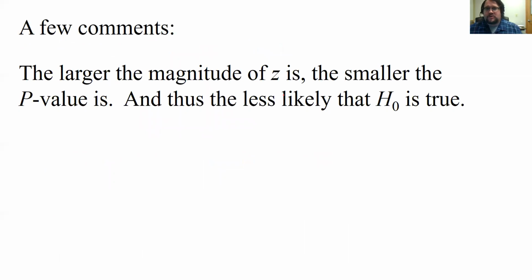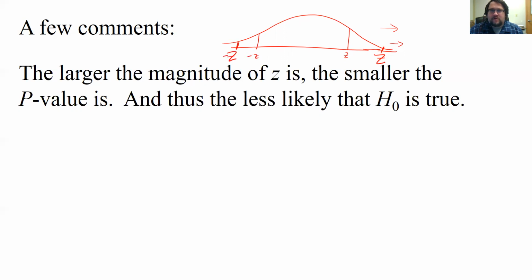The bigger your z-value is, the smaller your p-value is, right? So the bigger your z-value is, the farther you are out to the edge. If this is a little z and this is a big z-value, you can see how much space is out towards the edge. It's a lot smaller. And the same thing with the negative little z and a negative big z-value. The smaller the edge is. So the larger z-value means that you're farther away from what you would expect to get.